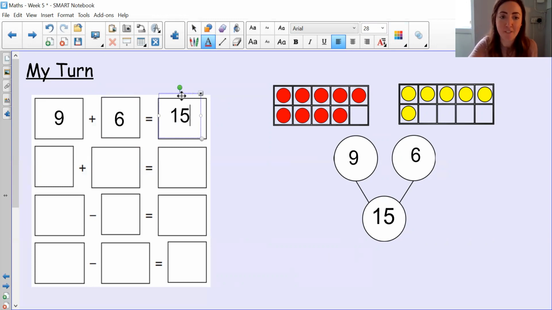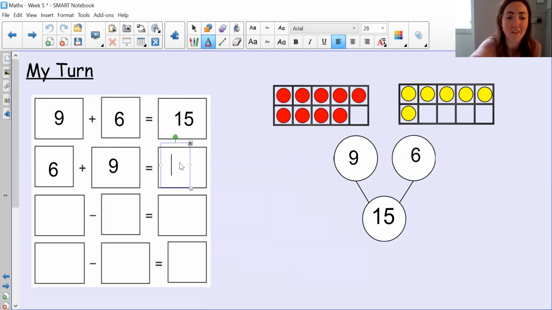So there's our first fact. 9 add 6 equals 15. Now the next number sentence, I've got another addition symbol. But remember, we're using the same numbers. So could I write 9 add 6 equals 15? I could, but that would be the exact same number sentence that we've just done. So I need to swap the 2 parts over. So 6 add 9 equals 15.